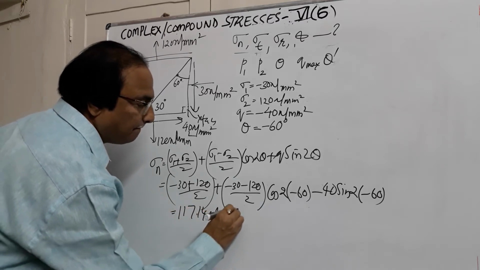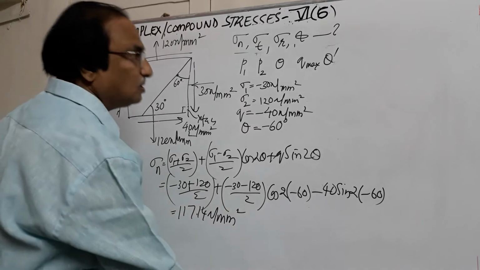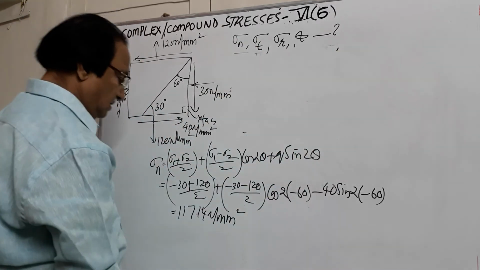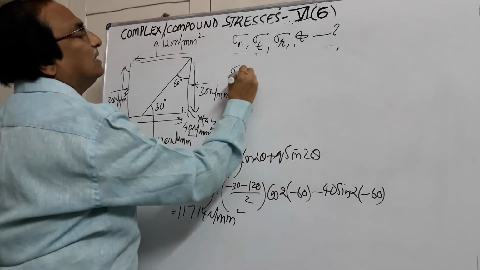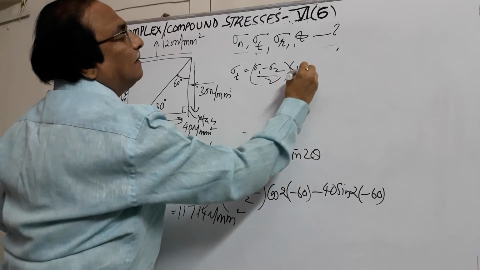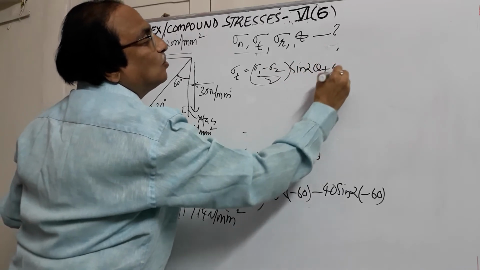If you simplify this, you get sigma n as 117.14 Newton per mm square. On the same lines, you will go for sigma t. Sigma t is given by sigma 1 minus sigma 2 by 2 sin 2 theta plus q cos 2 theta.